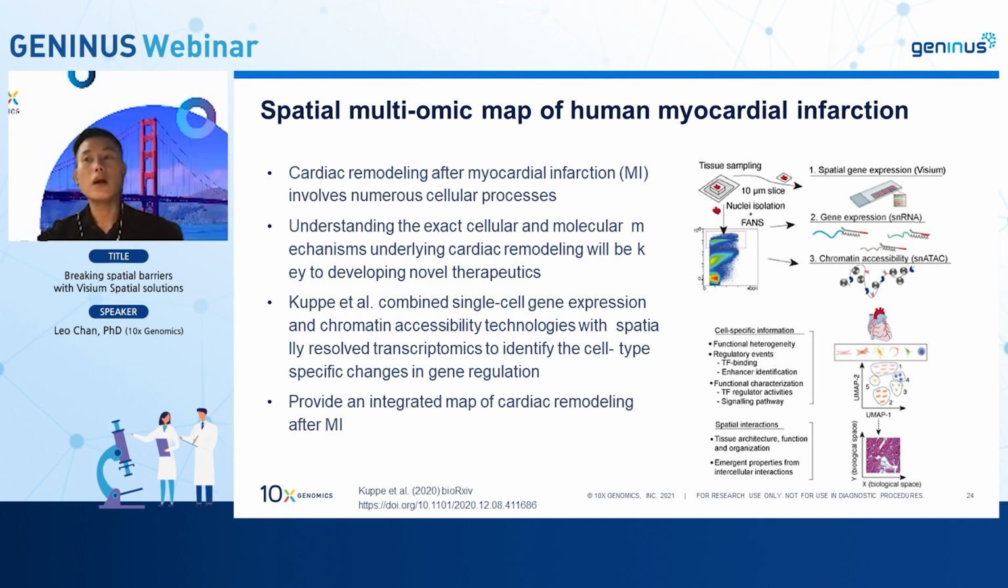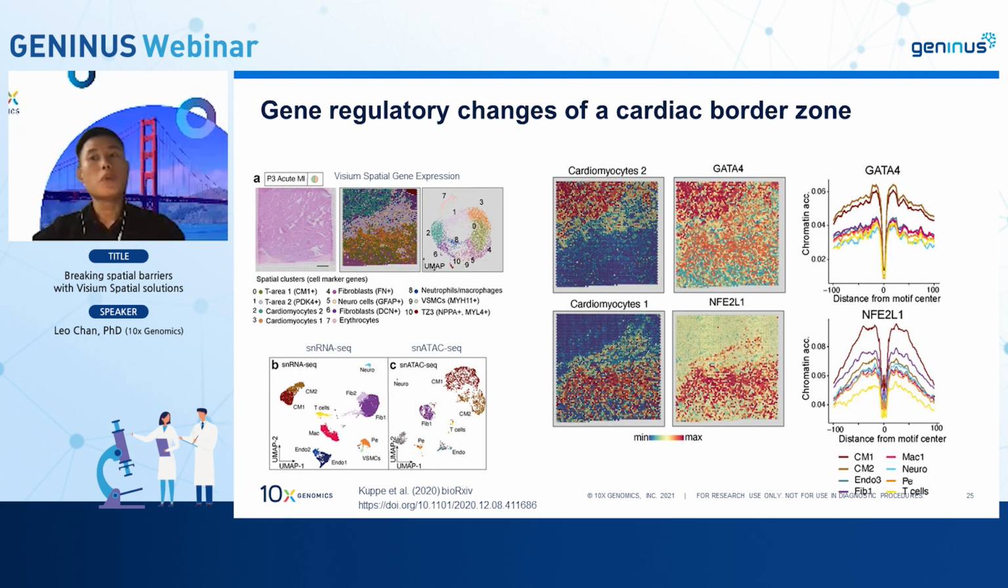This approach allowed them to increase the spatial resolution of cell type compositions and provide spatially resolved insights into the cardiac transcriptomes and also the epigenome. They were able to identify distinct cellular zones of injury, repair, and remodeling. The border zone of the myocardial infarction is of particular interest, since spatial remodeling of this area is linked to the recovery of the cardiac functions.